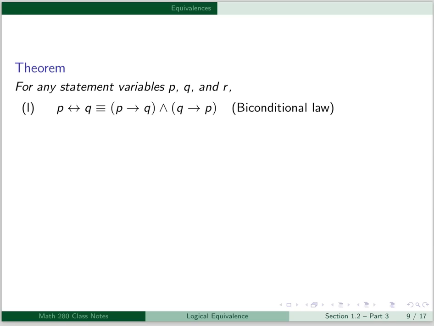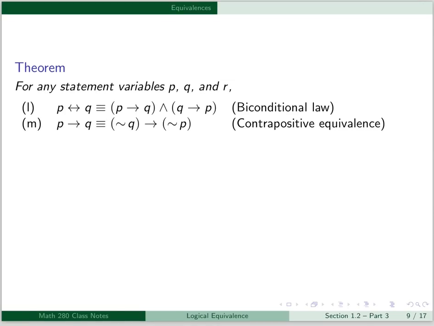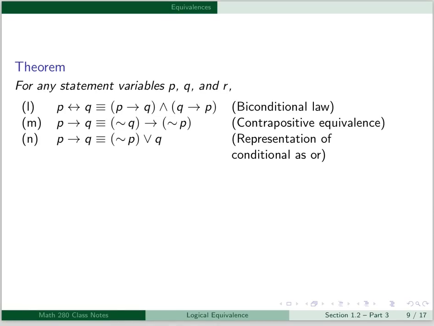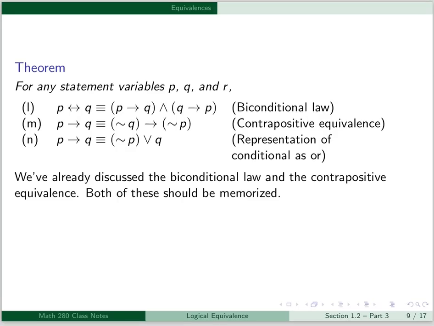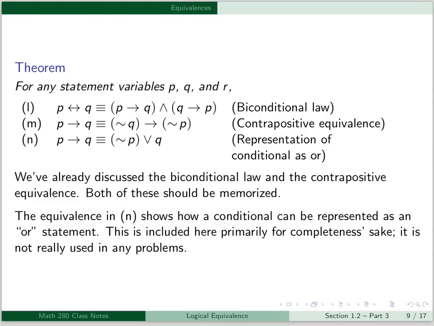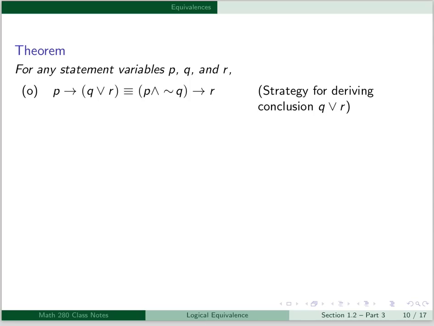For our next group, we have the biconditional law, the contrapositive equivalence, and the representation of the conditional as an OR statement. We've already discussed the biconditional law and the contrapositive equivalence. Both of these should be memorized. The equivalence in N shows how a conditional can be represented as an OR statement. This is included here primarily for completeness' sake. It's not really used in any problems.